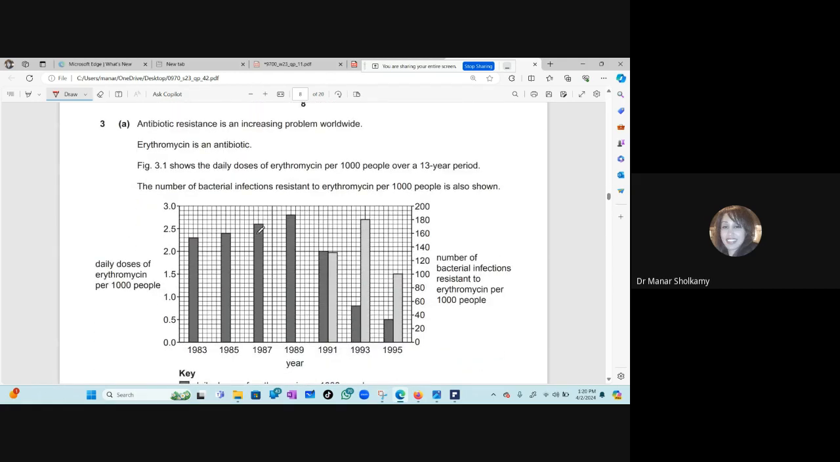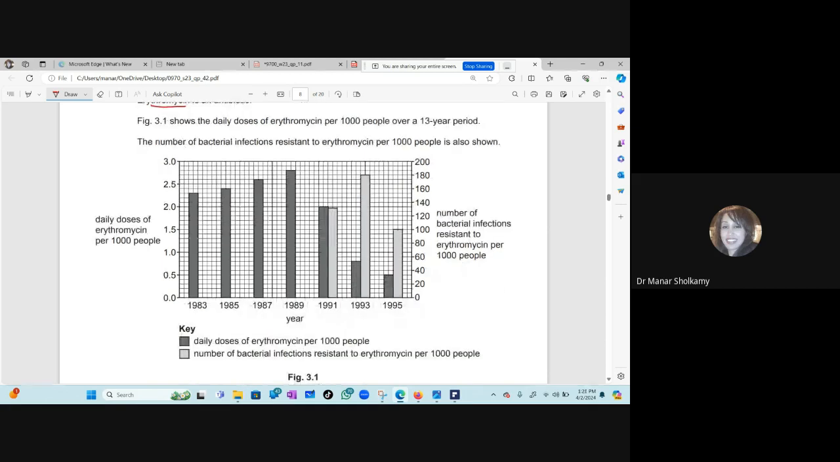Okay. Now graphs. I know that you do not like graphs, but you will have to receive a graph in paper 6 and paper 4, whether we like it or we don't. 3A, antibiotic resistance is an increasing problem worldwide. Erythromycin is an antibiotic. Figure 3.1 shows the daily doses of erythromycin per 1,000 people over a 13-year period. The number of bacterial infections resistant to erythromycin per 1,000 people is also shown. So look at this graph because this graph has lots of information. It has a key that tells you the dark color is the daily dose of the antibiotic per 1,000 people, and the light graph is the number of bacterial infections that are resistant to this antibiotic.